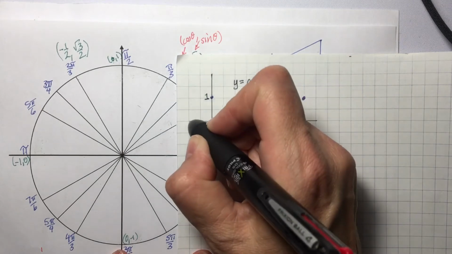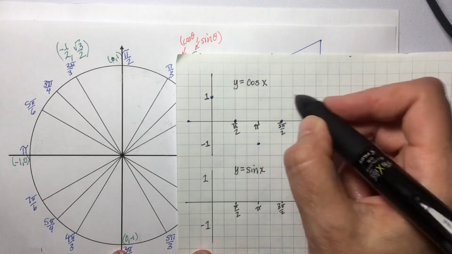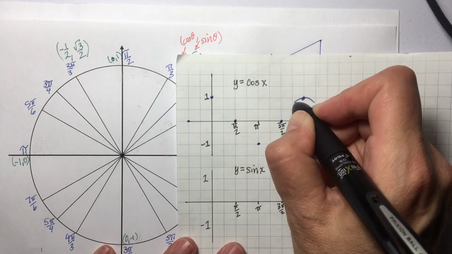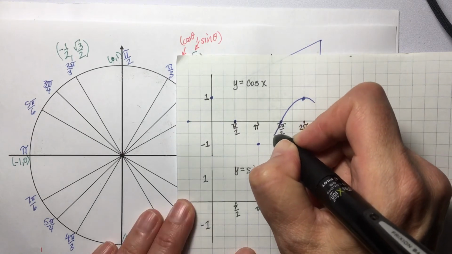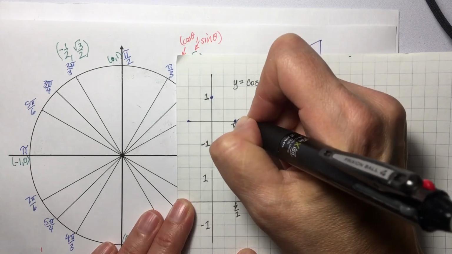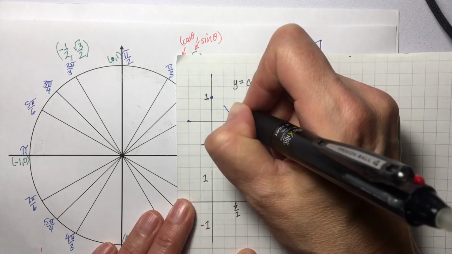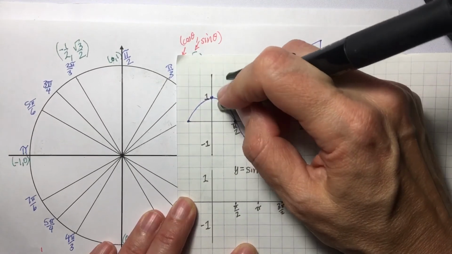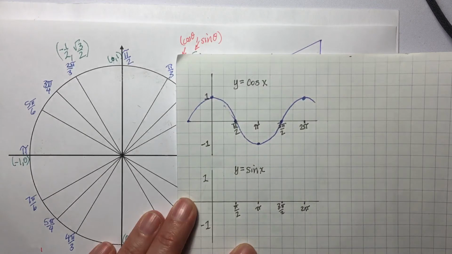So now that we have these 5 points, we could repeat this pattern. I could go back to here. I could keep going. I'm not going to. And then we can draw a smooth curve. It should not look like Charlie Brown's shirt. It should be nice, smooth curves. And if you're considering concavity, those concavity switches are at the x-axis. So there's our graph of cosine.